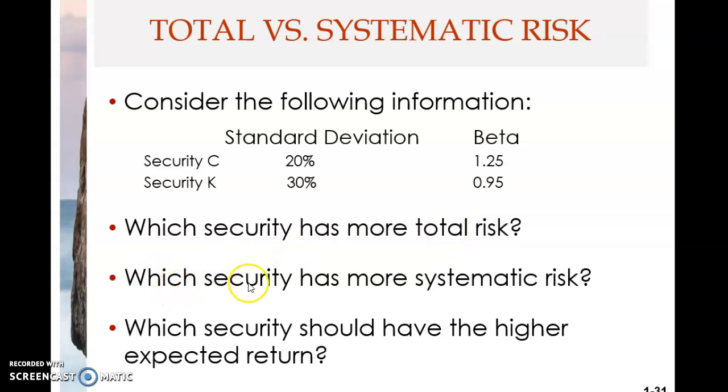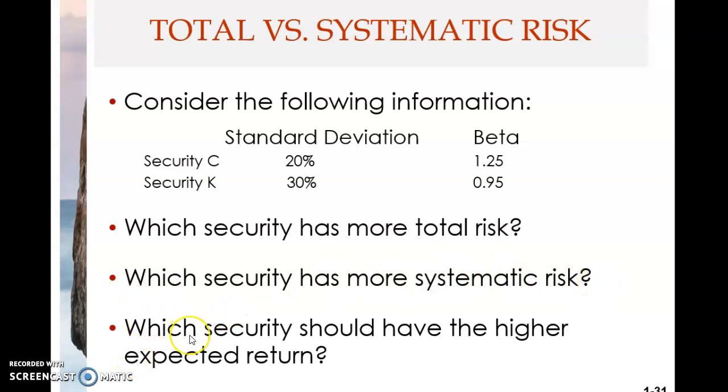Next question, which security has more systematic risk? Now, systematic risk is measured not by standard deviation but by beta. Therefore, we should look at beta. Which security has more or higher beta? So it's security C, right? So we can say that security C has more systematic risk.